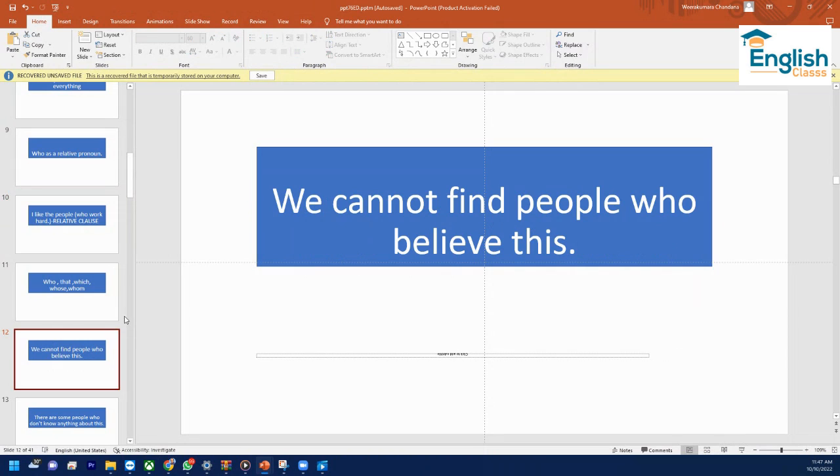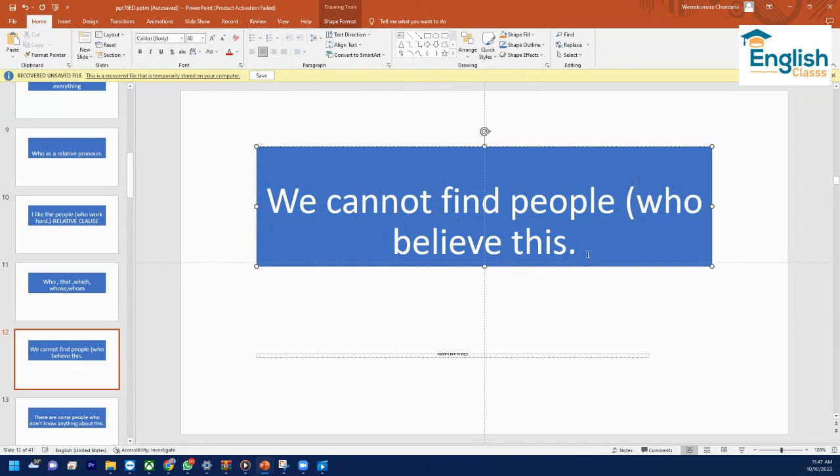Look at this example. We cannot find people who believe this. In this sentence, the word who is the relative pronoun. We have used the relative pronoun who instead of the subject. What is the subject there? People. Who believe this? To describe the word people, we have used a relative clause here.